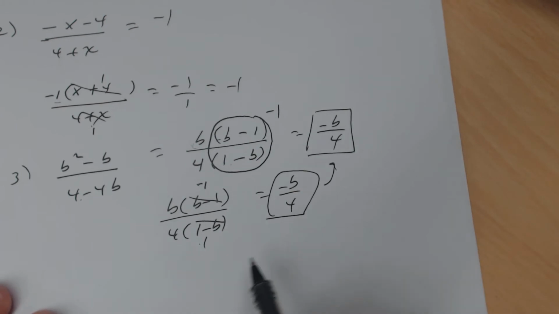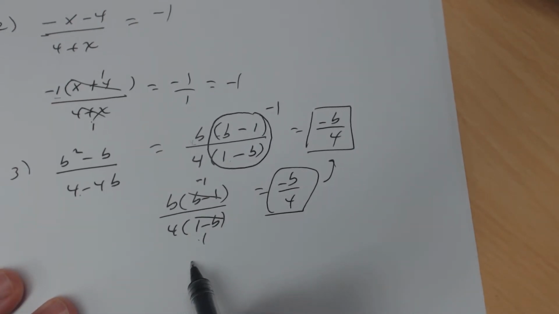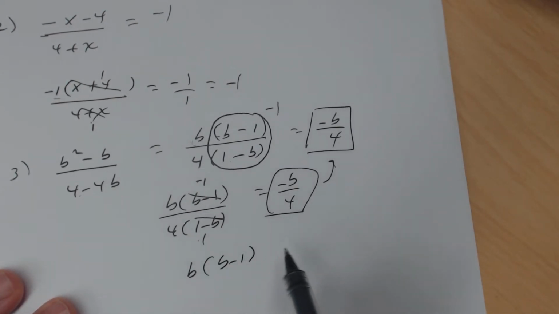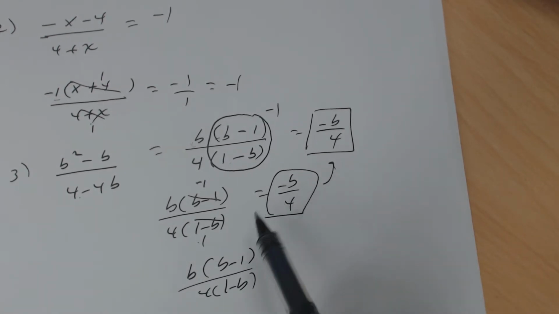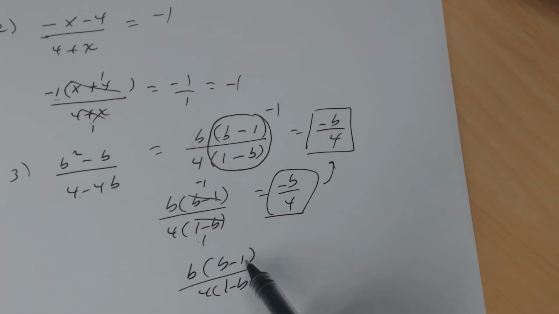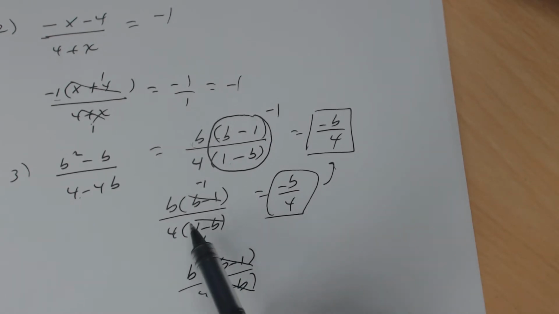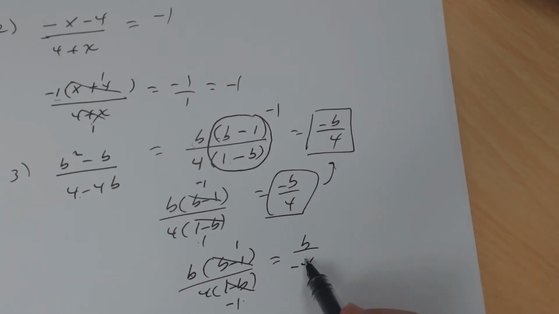All right? The other way to approach this is this. So you got to think about this also. b times b minus 1 divided by 4 times 1 minus b. All right. So when I reduce these, instead of putting -1 in the numerator, 1 in the denominator, let's do 1 in the numerator, a -1 in the denominator. All right. See what happens. b times 1 is b. 4 times a -1 is a -4b.